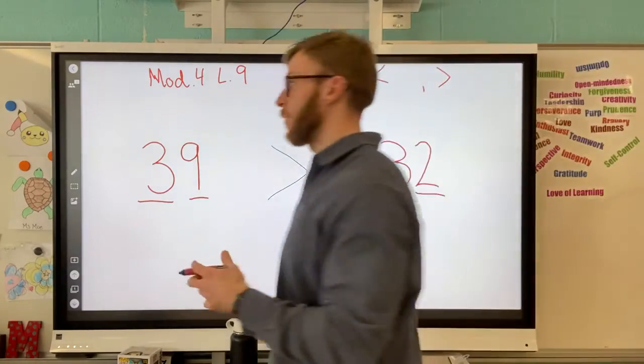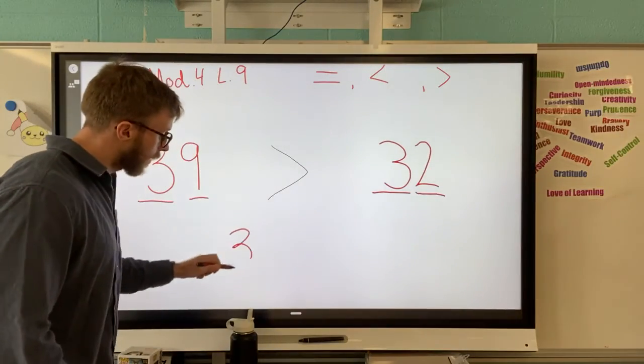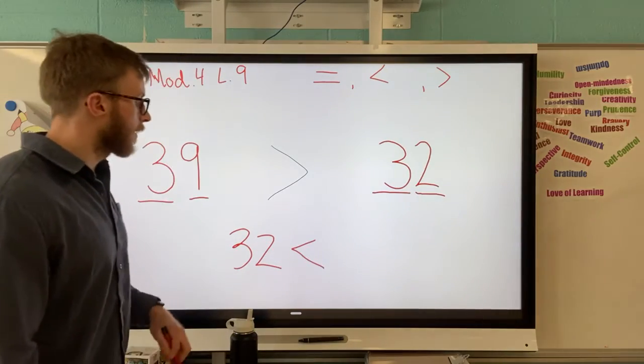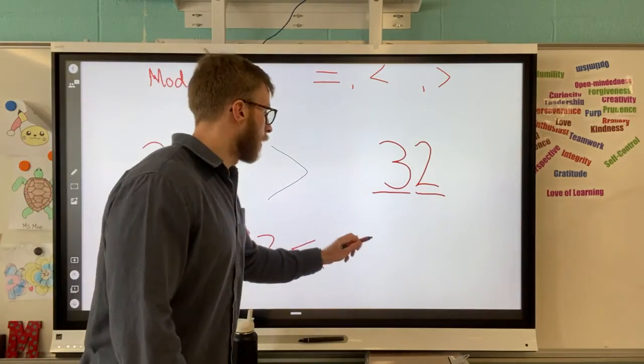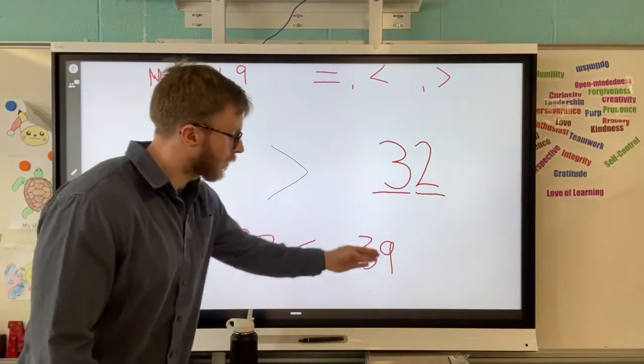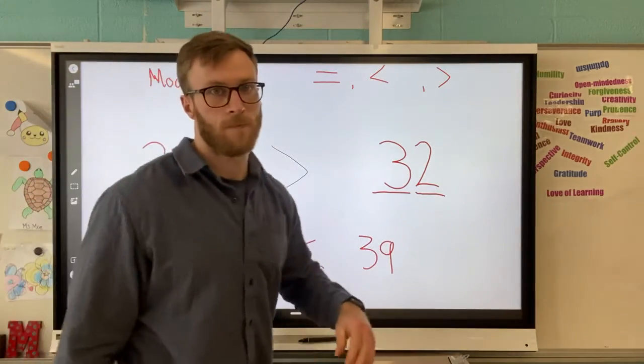And if I wanted to say that 32 is less, I put 32 on the left side, then the less than sign, and then 39. 32 is less than 39. It's going to eat 39.